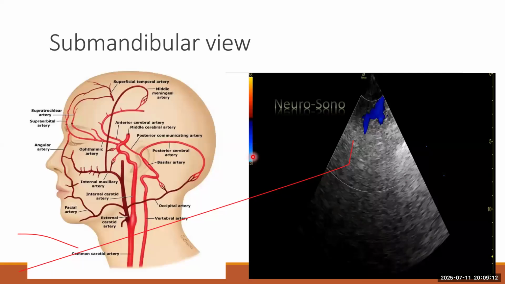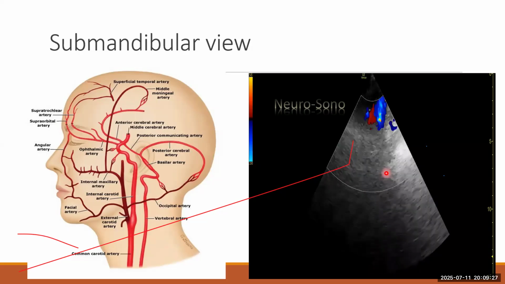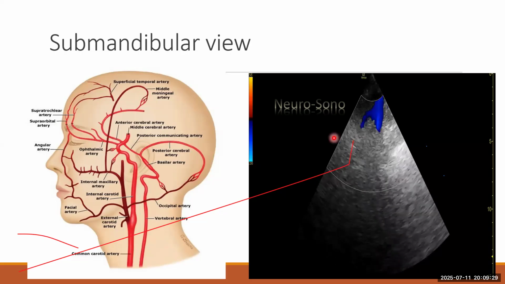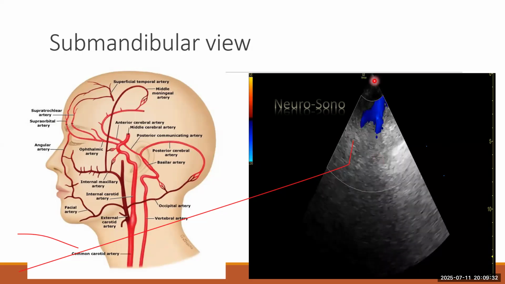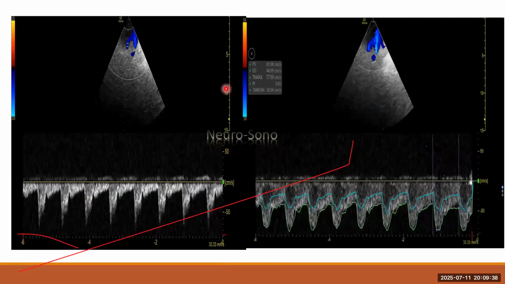Another view, the fourth view, being the submandibular view, which is of importance, especially when we are calculating our indices such as Lindegaard ratios and Sloan's ratio. There are various indices. So this is of importance to differentiate the ECA waveforms and the ICA waveforms. This is how we insonate, and this is to differentiate between the ICA and the ECA.